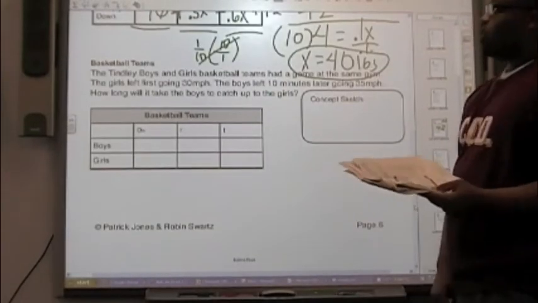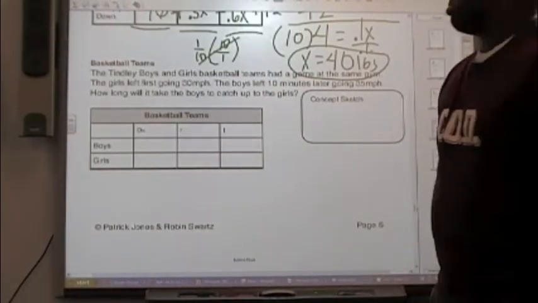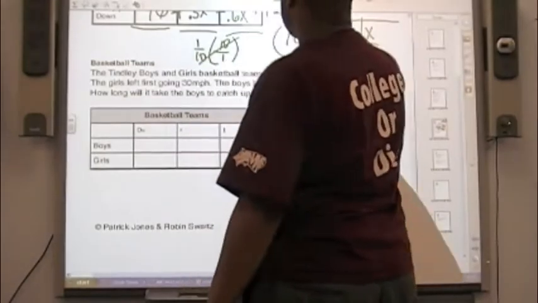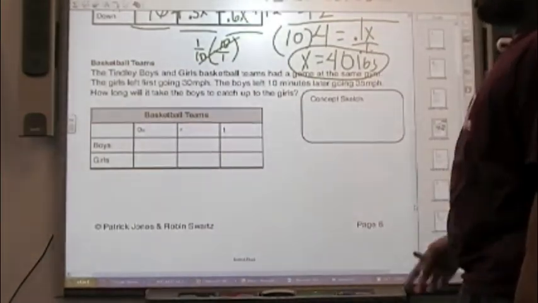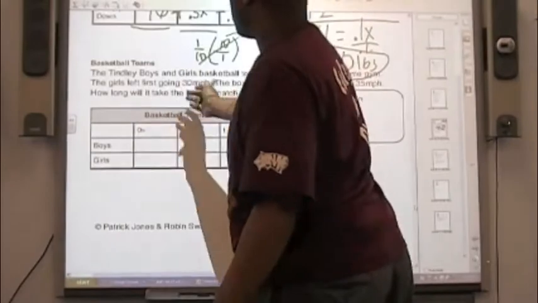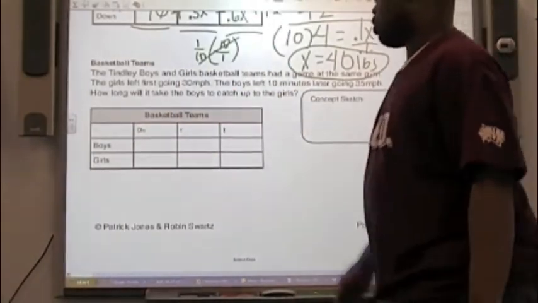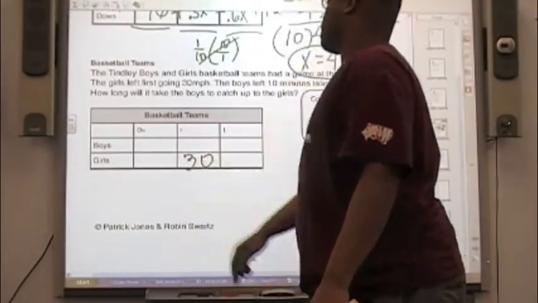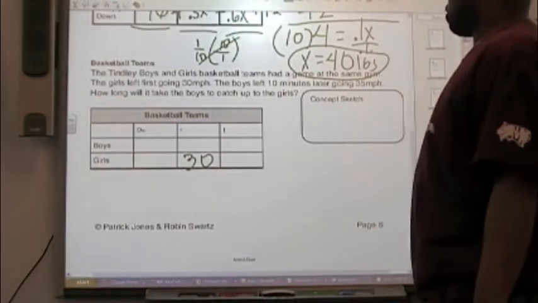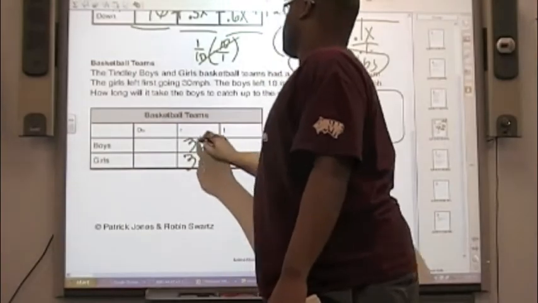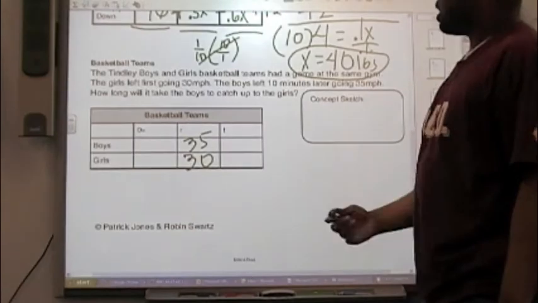All right, the next problem I want to go over is a distance problem. The Tinley boys and girls basketball teams had a game at the same gym. The girls first left the gym going 30 miles per hour. So we have girls and their rate was 30. The boys left 10 minutes later going 35. How long will it take the boys to catch up to the girls?